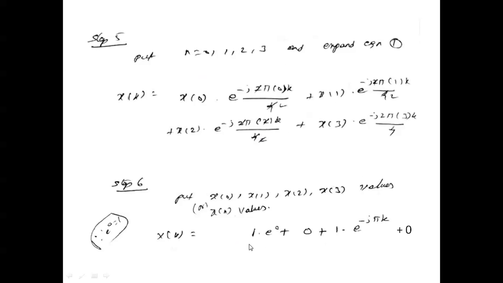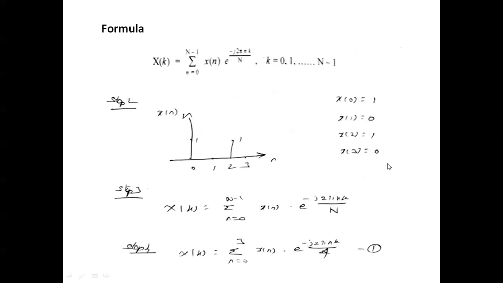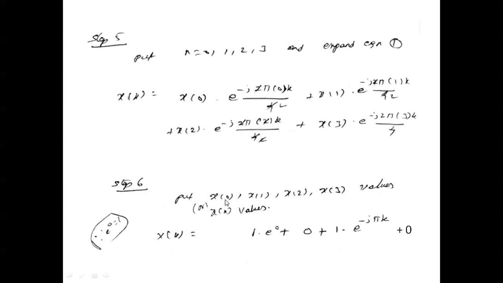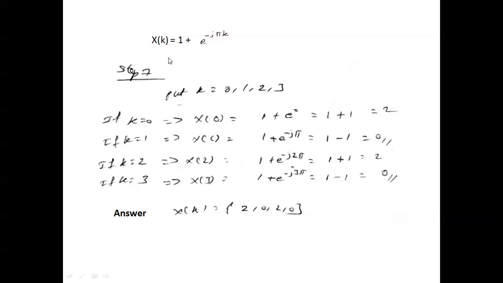So just apply it. If you apply that, actually 1, 0, 1, 0, so the 0 part is automatically ignored because if you multiply by 0, 0 will come. So we only consider the 1 part. So x[0] is 1 and x[2] is 1. The remaining thing is e power, the total exponent is also 0, so e power 0 plus, and this is x[2] is 1 and this one is e power minus j pi k. This is the value remaining. Another thing is 0.